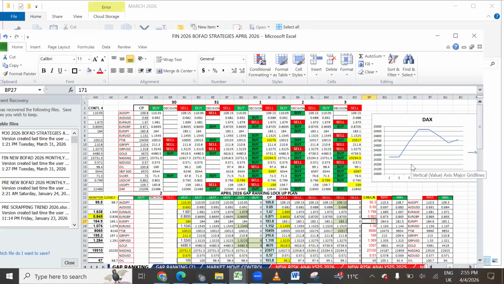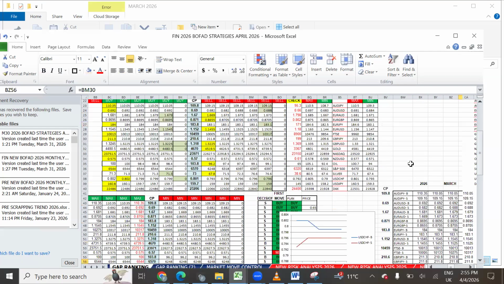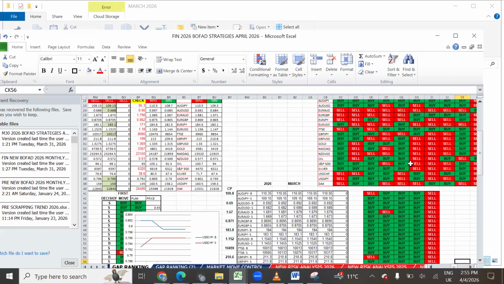So you can see that. So what it does, as you can see here, it also gives us an idea of when to enter the market as a buy and when to enter the market as a sell. Okay. So that is how this information works out in the long run.